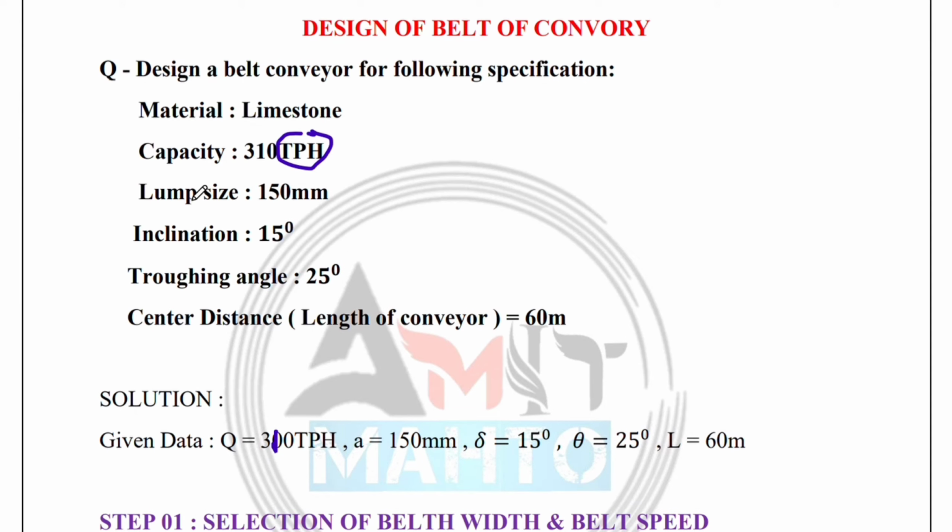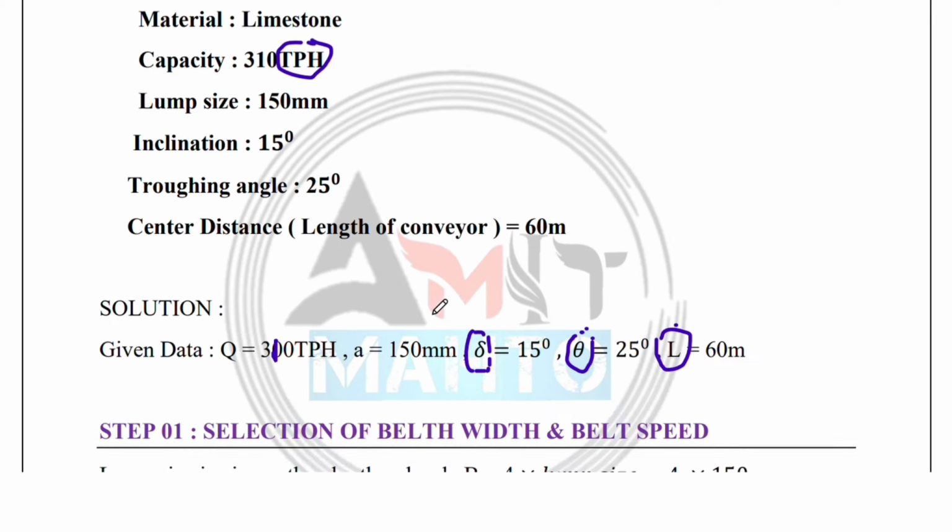Then lump size is given, 150 mm, and lump size is denoted as A. Then inclination angle is denoted by delta, and troughing angle is denoted by theta. Center distance, which is length of conveyor, is denoted by capital L. So these are the given data, and material is limestone.